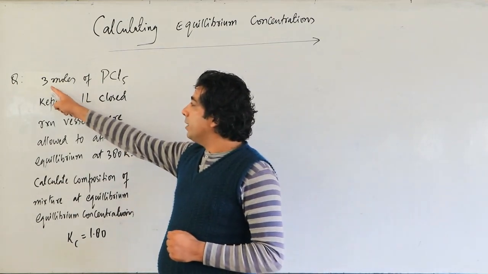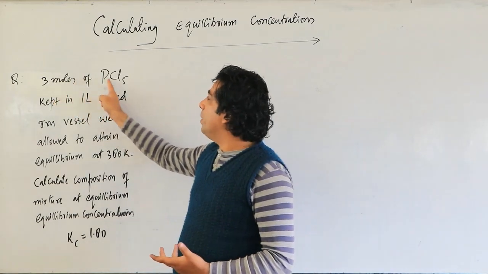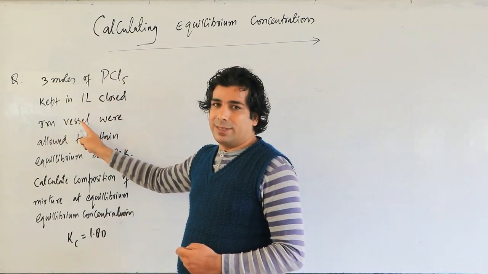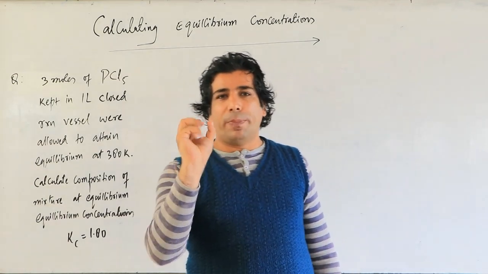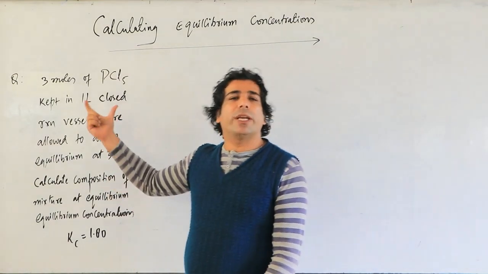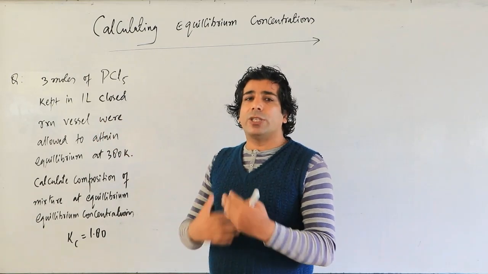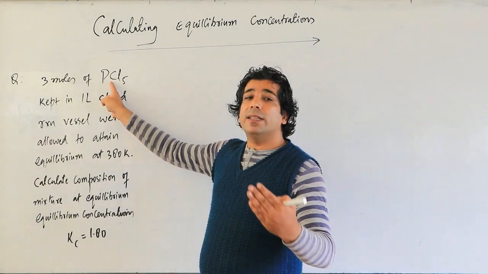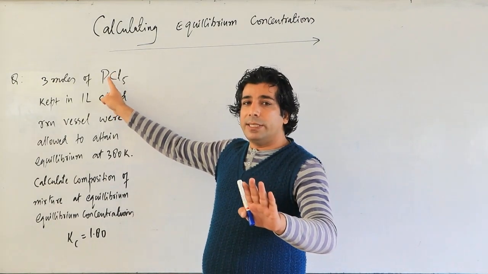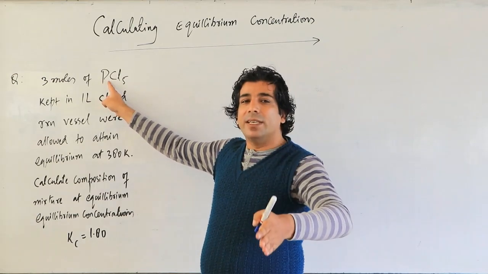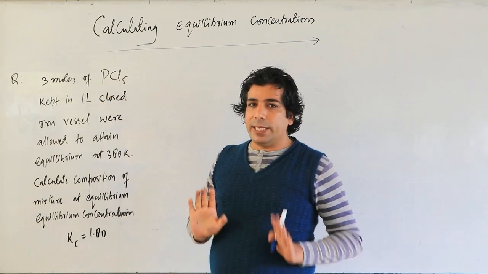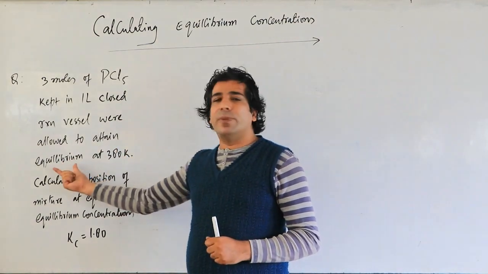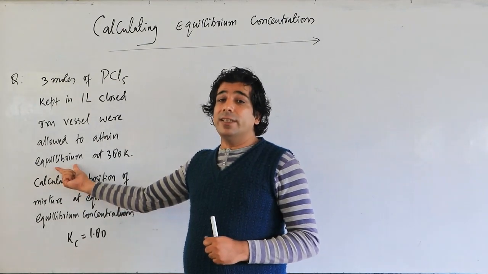First, we have 1 mole of PCl5 kept in a 1 liter closed reaction vessel. So you are taking PCl5 and putting it into a 1 liter vessel, and a reaction will take place. This PCl5 will decompose, it will break into PCl3 and Cl2, correct? Then this reaction will attain equilibrium.